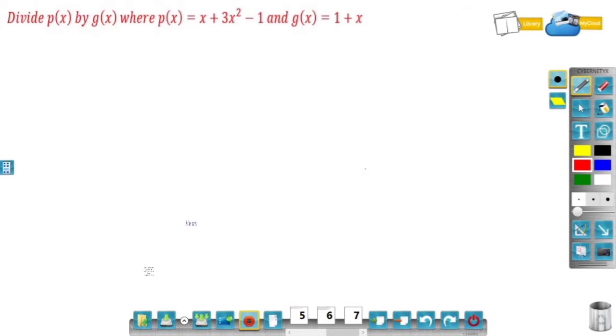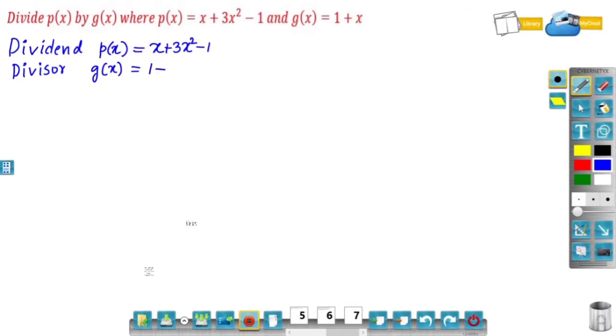Now take an example, divide p of x by g of x, where p of x is equal to x plus 3x square minus 1 and g of x is equal to 1 plus x. Here dividend p of x is equal to x plus 3x square minus 1. Divisor g of x is equal to 1 plus x.